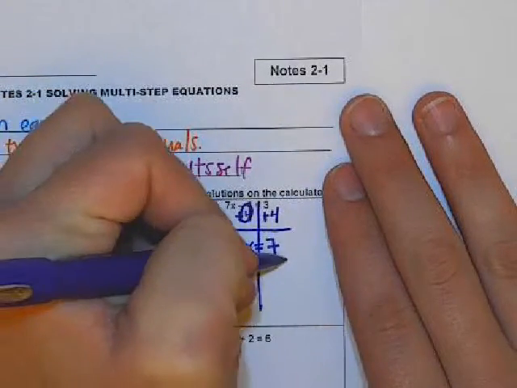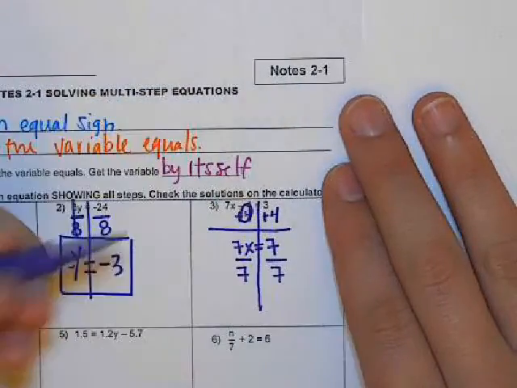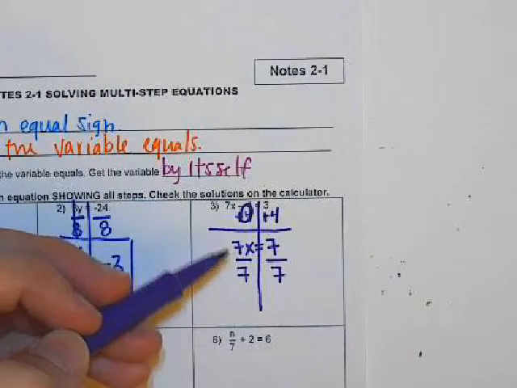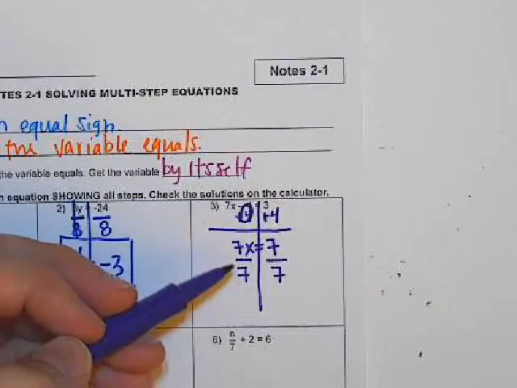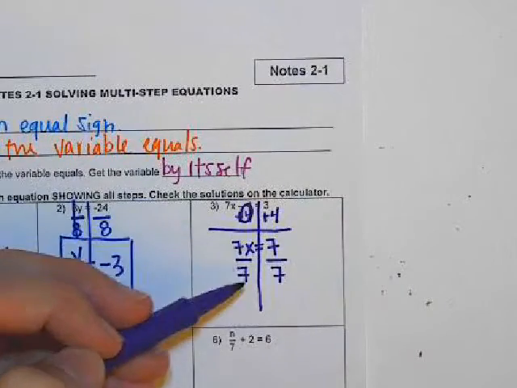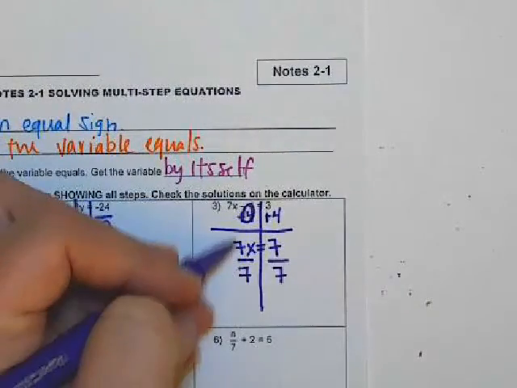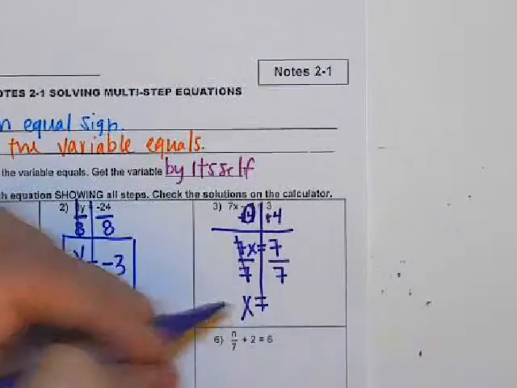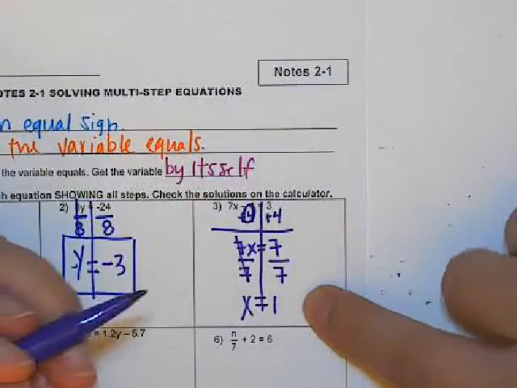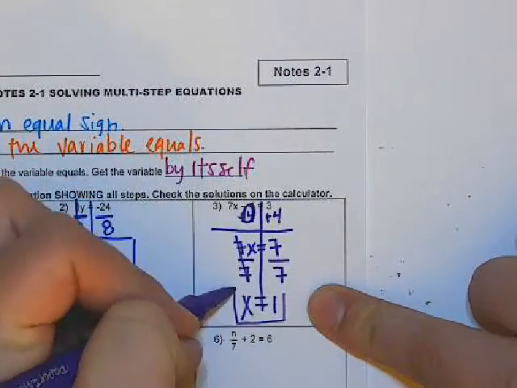What I do to one side, I do to the other. What's 7 over 7? 1. This is a 1x, right? This all equals 1x. Do I have to write the 1 in front of the x? No, so I just write x equals. Now, do I have to write the 1 over here? Yes, because I need to know that x equals 1.